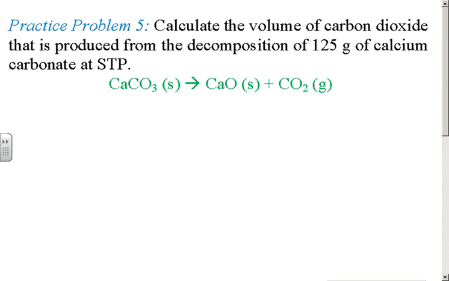So let's try practice problem 5 together. This problem says calculate the volume. So V is what I'm trying to find. Specifically, this is a volume of carbon dioxide, CO2. So volume of carbon dioxide is what I'm trying to find that is produced from the decomposition of 125 grams of calcium carbonate at STP.